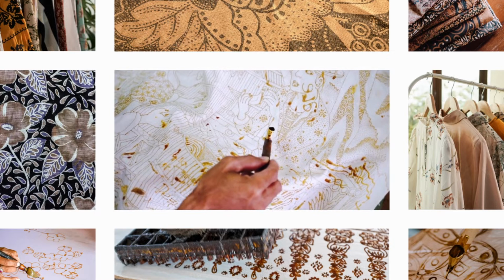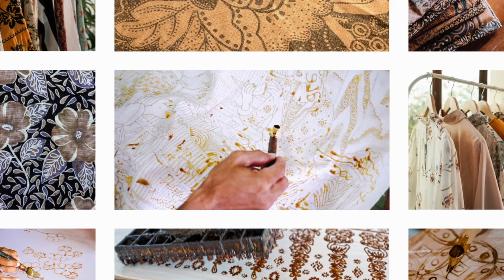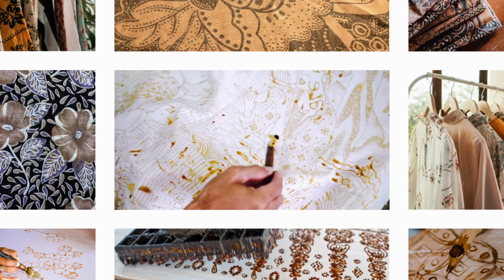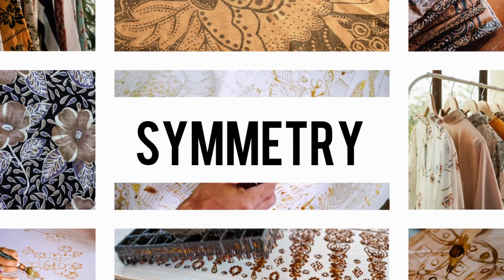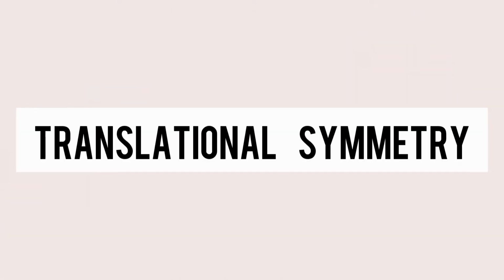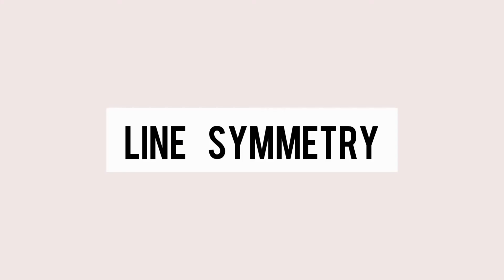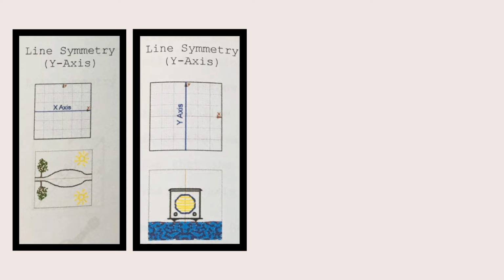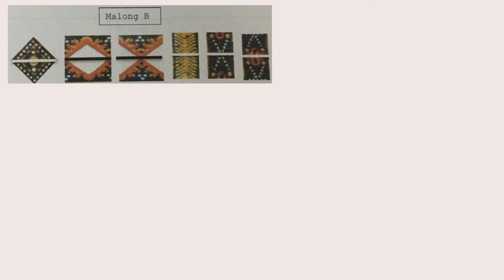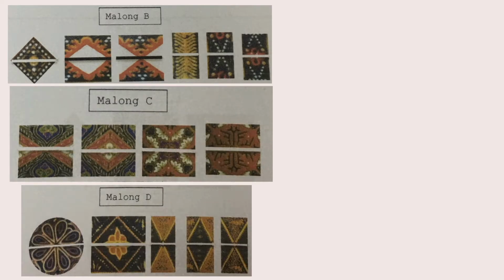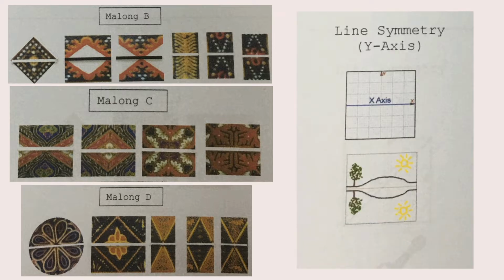Now, let's move on to the result of the study. The first math concept that batik fabric has is symmetry. In this study, there were 3 out of 4 types of symmetry found: reflection symmetry, rotational symmetry, and translational symmetry. Under line symmetry, it was classified into 4 types: x-axis, y-axis, y is equal to x, and y is equal to negative x. There were 6 designs in Malong B, 4 designs in Malong C, and 5 designs in Malong D under the x-axis symmetry.